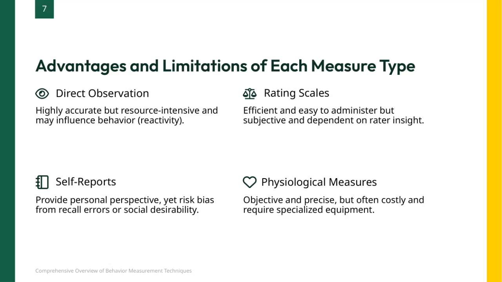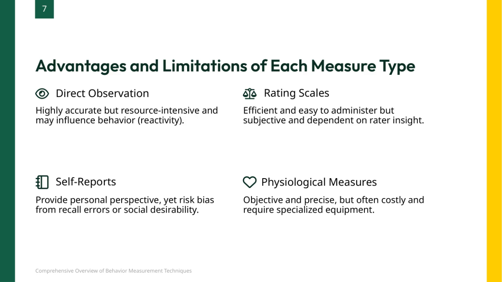When we look at direct observation, it's one of the most accurate ways to gather data because you see behaviors firsthand. However, it can be very resource intensive, requiring a lot of time and effort, and sometimes the act of observing can actually change the behavior being studied, which is something to keep in mind. Rating scales are great for efficiency. They're easy to administer and analyze, but they do rely heavily on the person doing the rating, which introduces subjectivity. The accuracy depends a lot on how insightful and unbiased the rater is.